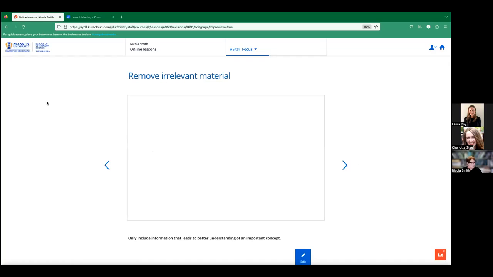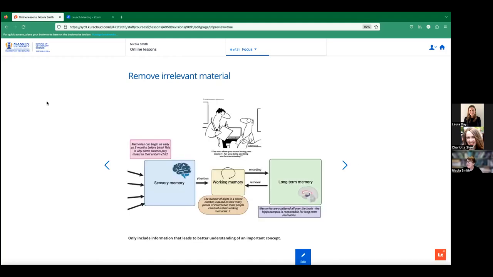And any moment now, this will load, I hope. Yeah, here we go.